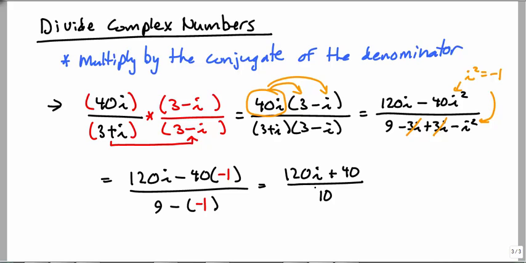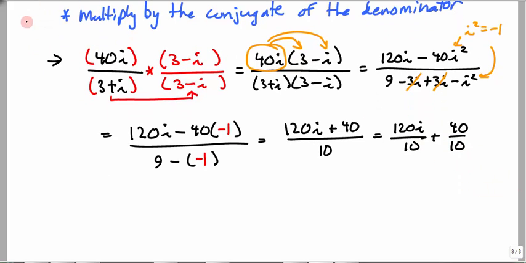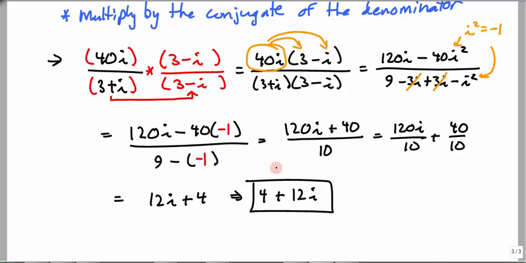I need to simplify this a little bit more, and remember it has to be in a plus bi form. So this is the same as 120i over 10 plus 40 over 10. We need to split this up. 120 divided by 10 is just 12, so this is 12i. 40 divided by 10 is 4. And again, it has to be in a plus bi form, so 4 plus 12i. I can't leave this as a fraction. If you want to get credit for it, you actually need to simplify this.